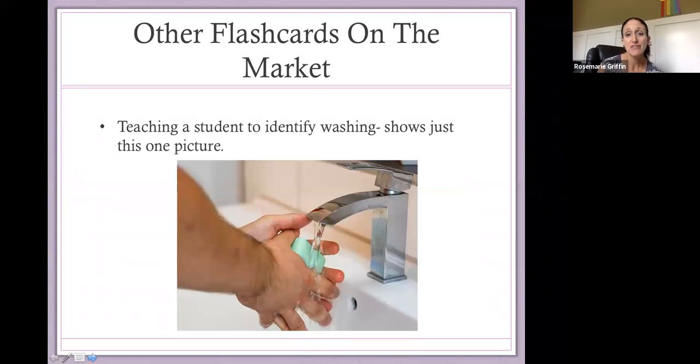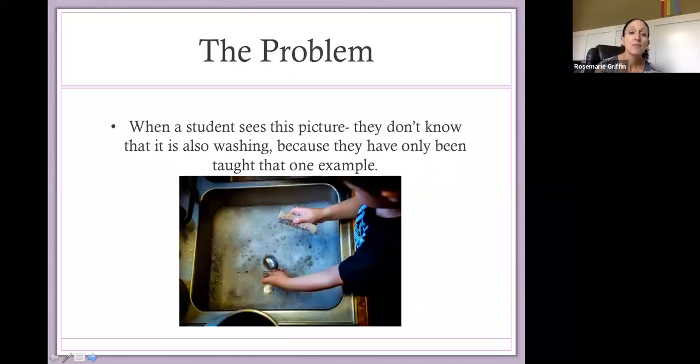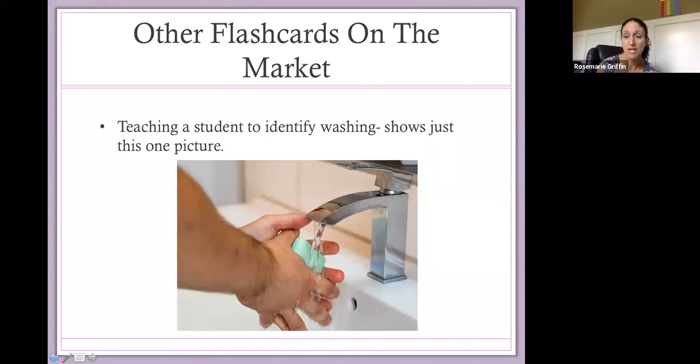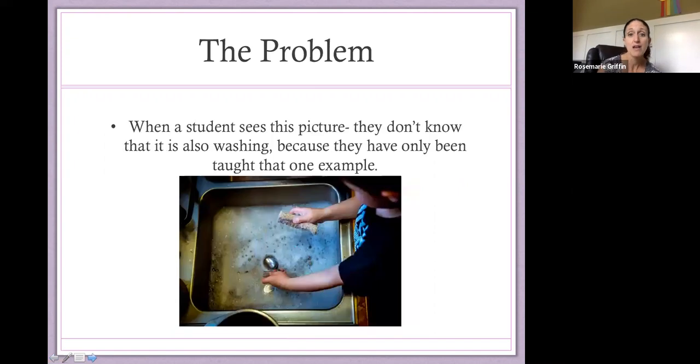So teaching a student to identify washing, you might just show them one picture if you have another set of cards. The problem when a student sees this picture, they don't know that this is also washing because they've only been taught that one example. So if you just consistently show the one example, and this is washing, washing, this is washing, we work on it, hey, it's functional target, that's really good. We're halfway there. But if we don't show other examples of washing, the student may not understand, hey, washing means washing hands, but when I'm washing a dish, or mom is washing a dish, or dad is helping with the dishes, that also means washing. So we need to plan for that piece of generalization.